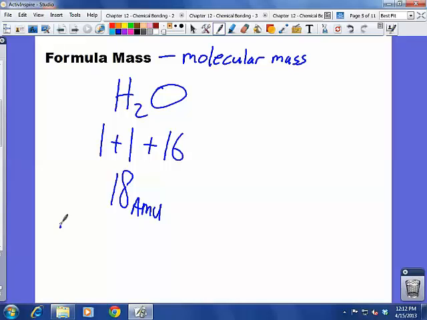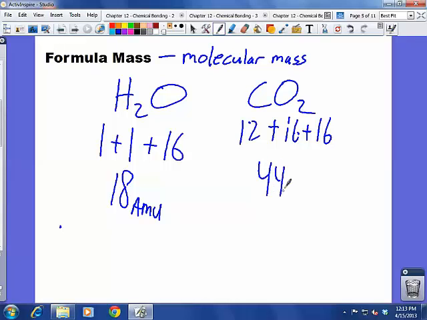What about carbon dioxide? What's the mass of carbon? 12. And then oxygen has a mass of 16 again. So the formula mass of CO2 is just 44 AMUs. That's it.